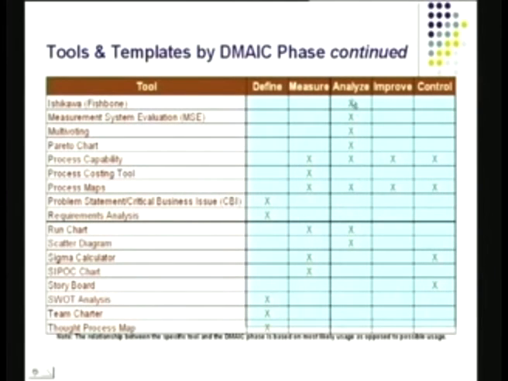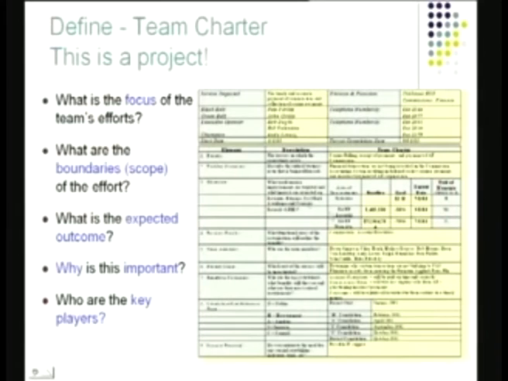Notice a lot of these really are focusing on analysis. And as far as improvement is concerned, I've got Cpk, process capability there. I've got process maps. These are going to be utilized in improvement, and controls will utilize, for example, the Six Sigma calculator, that would be there, and the storyboard. These are various different tools which are utilized at the stages which are shown here.